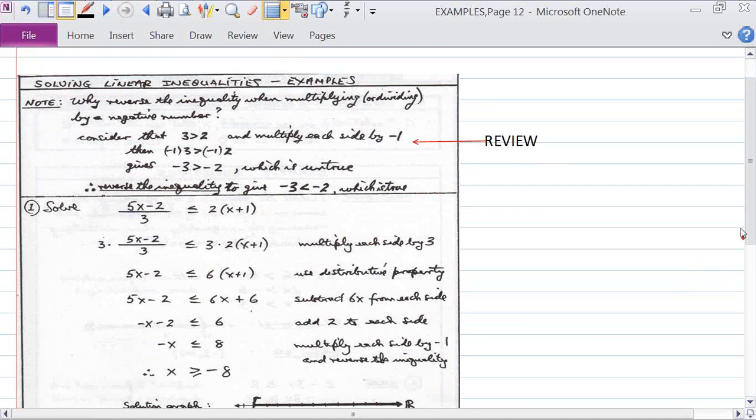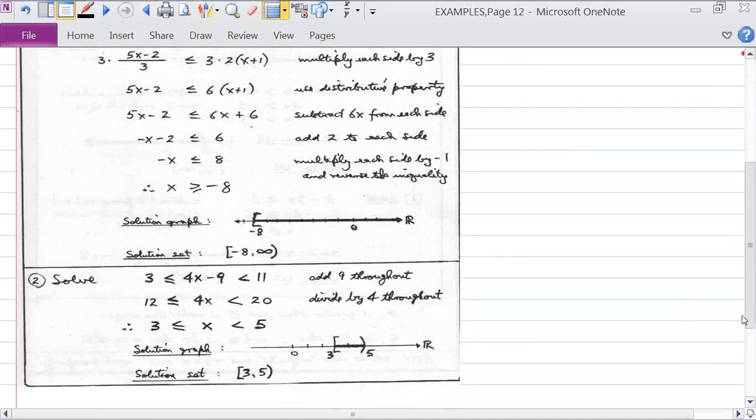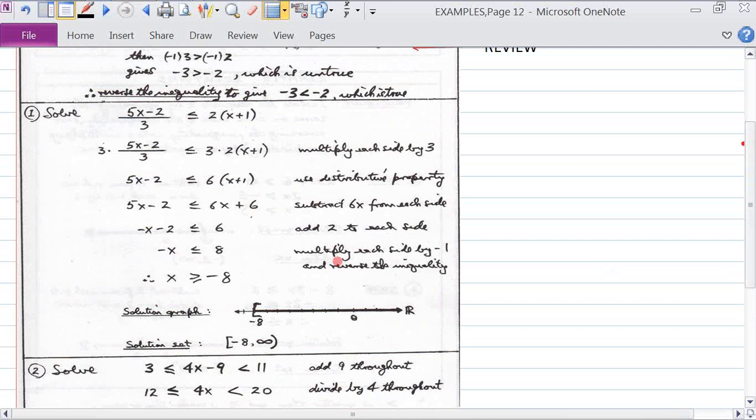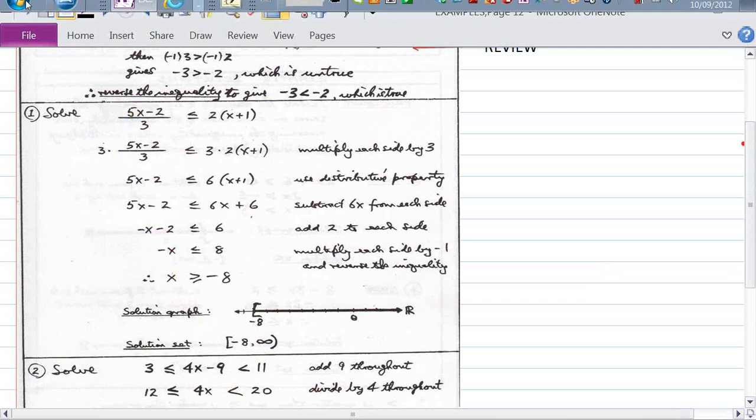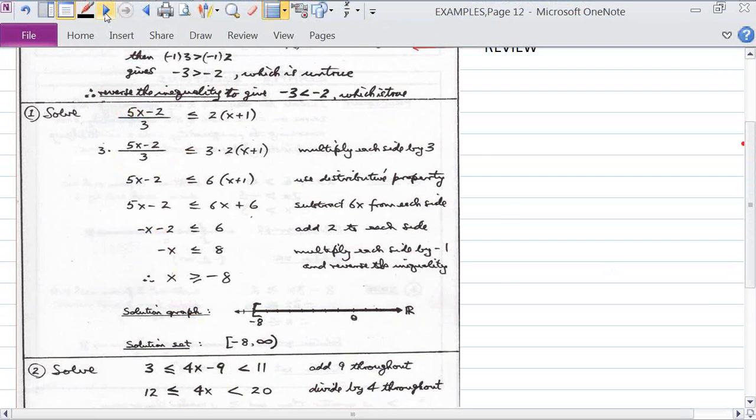Now what we're going to do is look at 2 problems and see if we can solve them. We're going to show it in more detail.